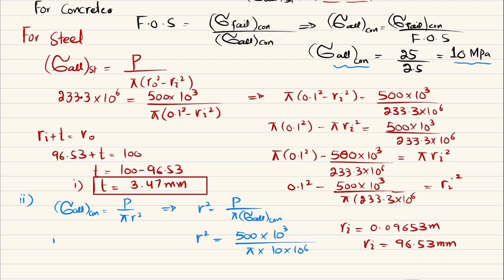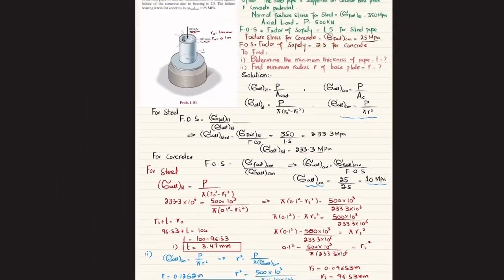And when you take square root on both sides, you will get R equal to 0.1262 meter, or in millimeter, R will be equal to 126 millimeter. And that is the answer of our second part. So that was all about this problem 1-81.